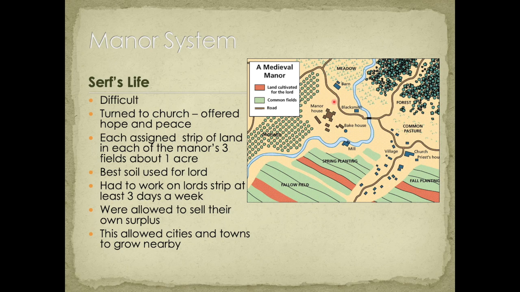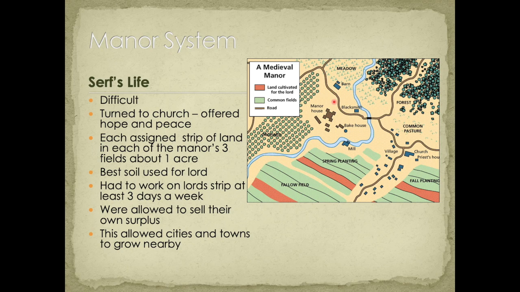They turned to the church, which offered hope and peace. Don't even worry about that picture on the right. It's just another depiction of a manor. Each serf was assigned a strip of land in each of the manors, 3 fields, about 1 acre. So that's the land that they would farm. Again, they would get some of the goods, the Lord would get some of the goods, and the king would get some of the goods.